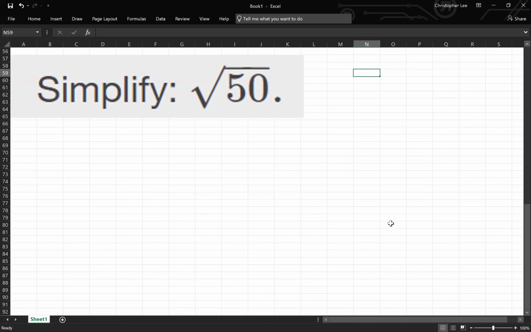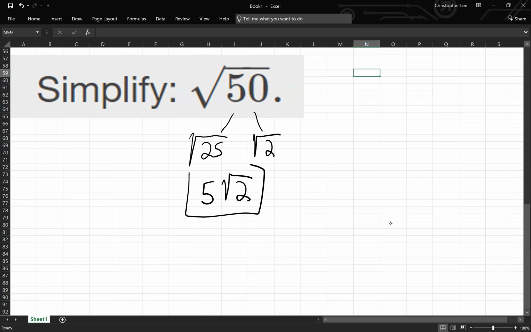All right, let's take a look. Largest perfect square going into 50, we know is what? Square root 25 times square root of 2. And square root of 25, we know is 5. And then you have the square root of 2. So that'll be my answer. Questions on that? Any questions?